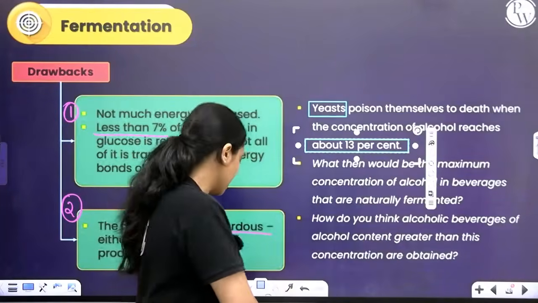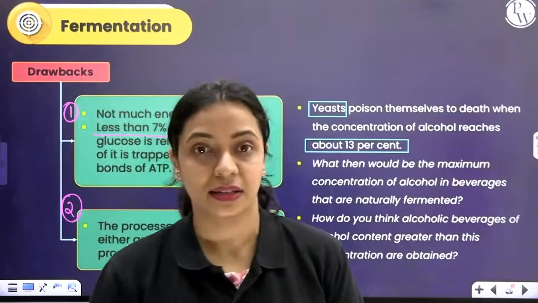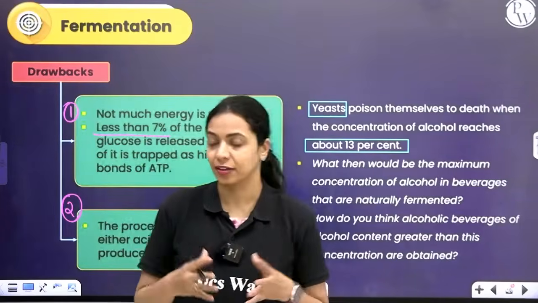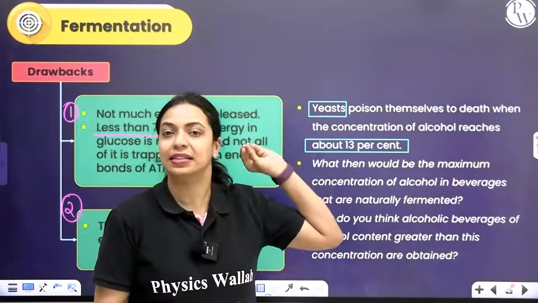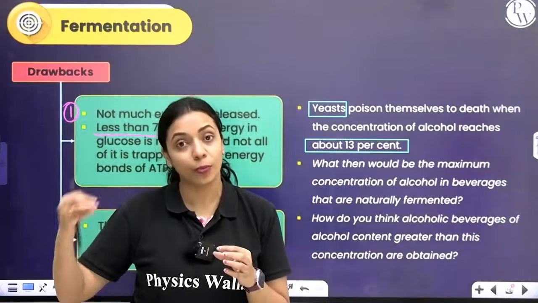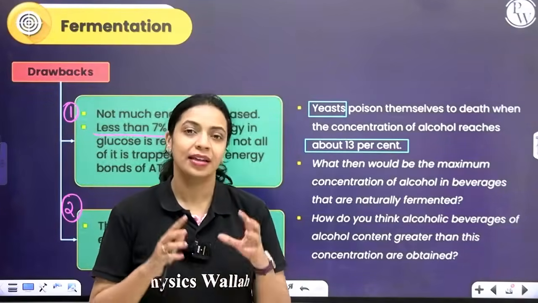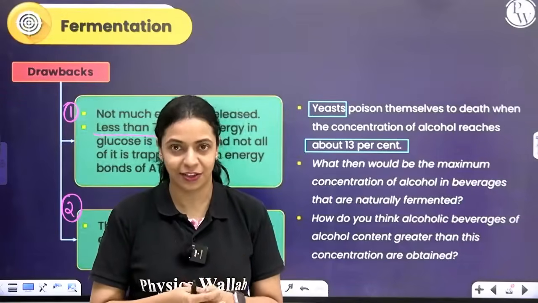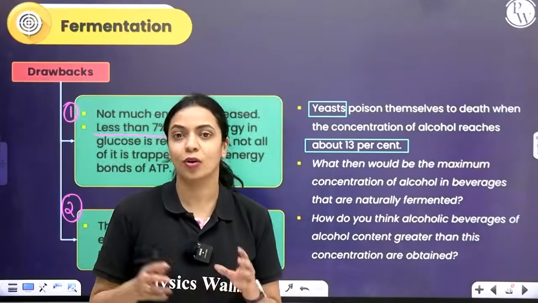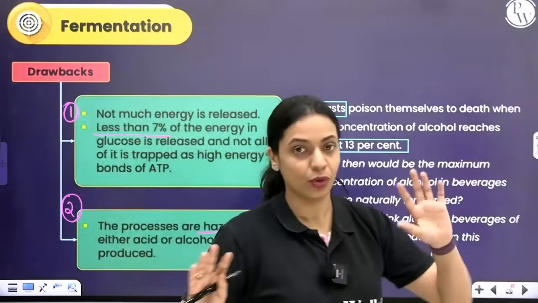But if you notice, there are certain alcoholic beverages in which the alcoholic content is greater than 13%, like whiskey, brandy, rum and all of those. If yeast itself is dying at a concentration around 13%, how are they able to obtain alcoholic beverages that have greater than 13% alcoholic content? That is by a process called fractional distillation. You don't have to worry about it right now. You will learn more about it in another chapter in 12th grade called Microbes in Human Welfare. For now, just remember that it's called fractional distillation. You don't have to know more about it.